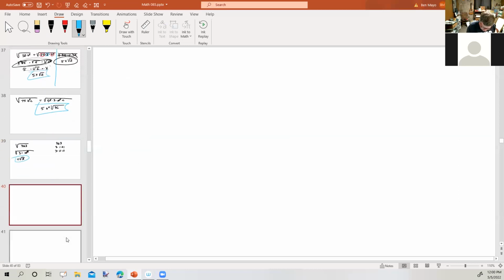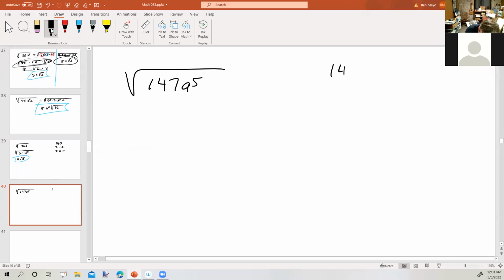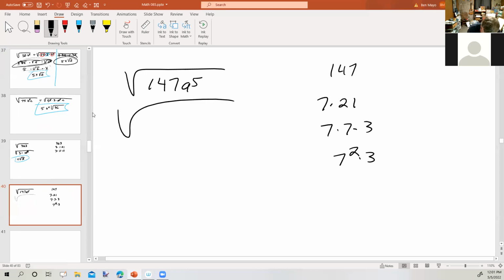How about this one? The square root of 147 a to the 5th. All right, 147 is 7 times 21, which is 7 times 7 times 3, which is 7 squared times 3. So I'm going to rewrite this as 7 squared times 3 times, and I'm going to take a to the 5th and write it as a to the 4th times a to the 1.